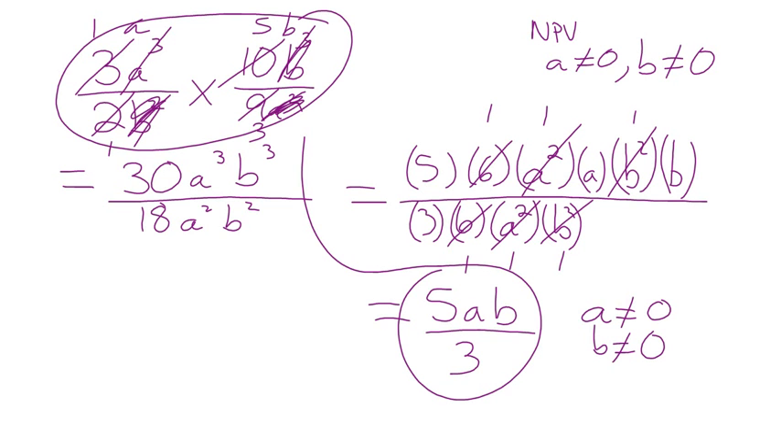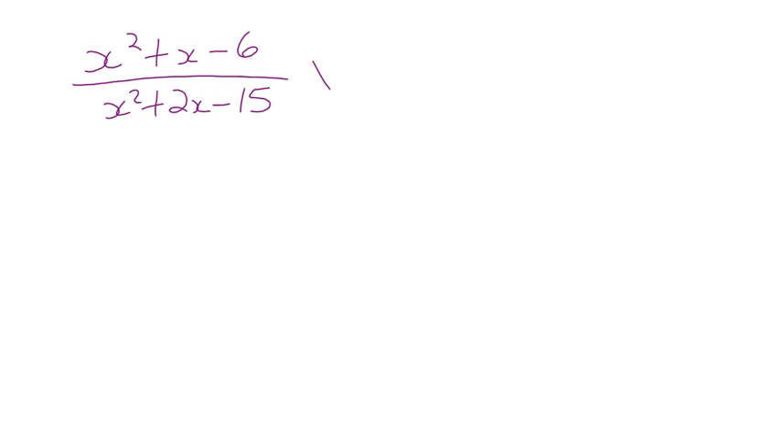All right, let's go on to the real stuff, the stuff that we're mostly going to be looking at. So multiplying rational expressions involving polynomials. So let's pull one here. x squared plus x minus 6. So more likely they're going to look like this, over x squared plus 2x minus 15, times x minus 3 over x minus 2.